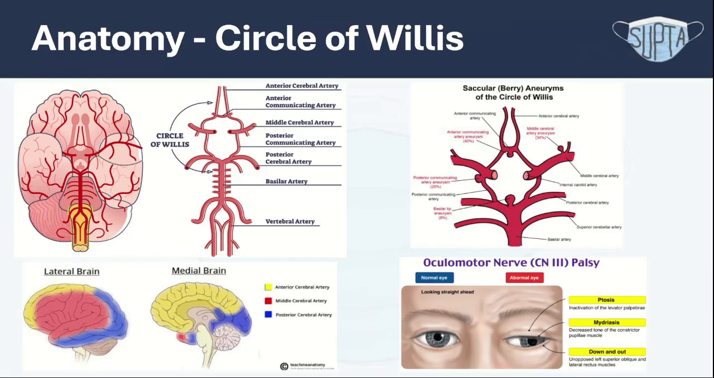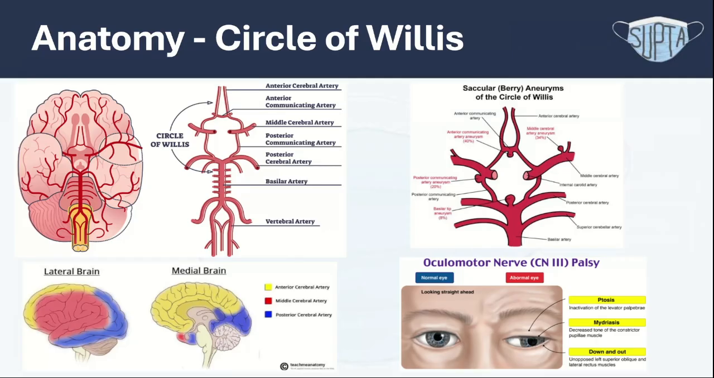Common aneurysm sites to remember on the circle of Willis include the anterior communicating artery, the posterior communicating artery, the middle cerebral artery bifurcation, and the basilar tip as well. These are branch point locations, which is why they're always prone to aneurysm formation in general. Most aneurysms are actually asymptomatic until they're either found incidentally on imaging or rupture and present as subarachnoid, but if they get large enough, they can cause focal neurological symptoms by compressing nearby structures.